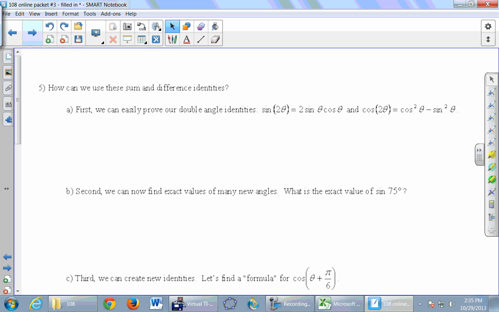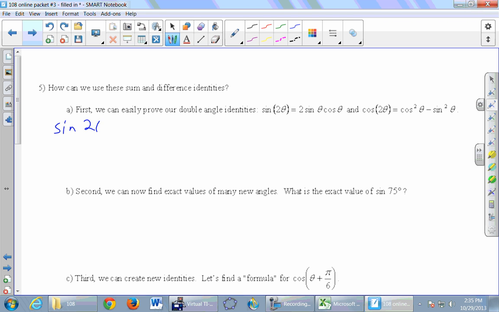Number 5, how can we use these sum and difference identities? First, we can easily prove our double angle identities. Sine of 2 theta is 2 sine theta cosine theta, and then this other one with cosine of 2 theta. So last class, I promised you that we would prove these identities, but I asked you to just hold off, suspend judgment on them until today. So now we're ready to prove them.